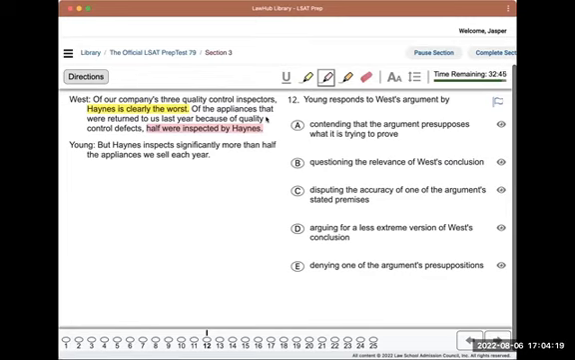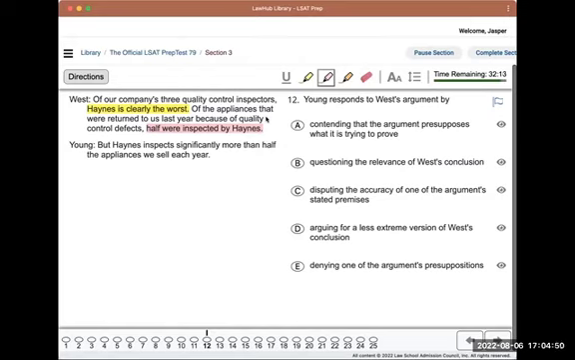Okay, so now Young is saying, hey, wait a second, you're assuming that each of the quality control inspectors inspects the same number of appliances, and therefore it shows that Haynes is bad, that so many more of the appliances he inspected had defects in them that he missed. But here we see that it could just be because Haynes inspects way more than the other quality control inspectors.